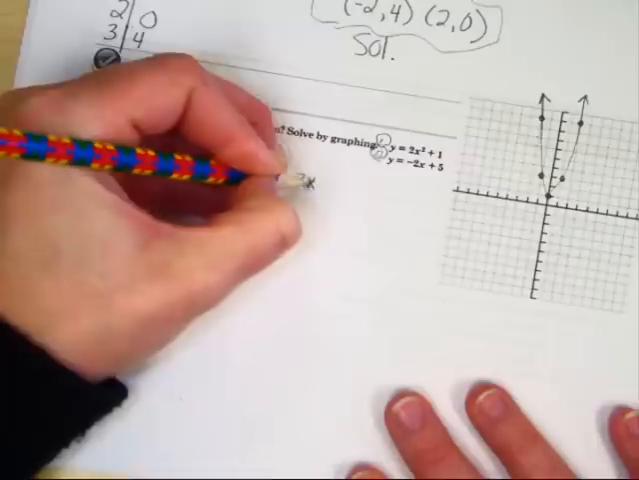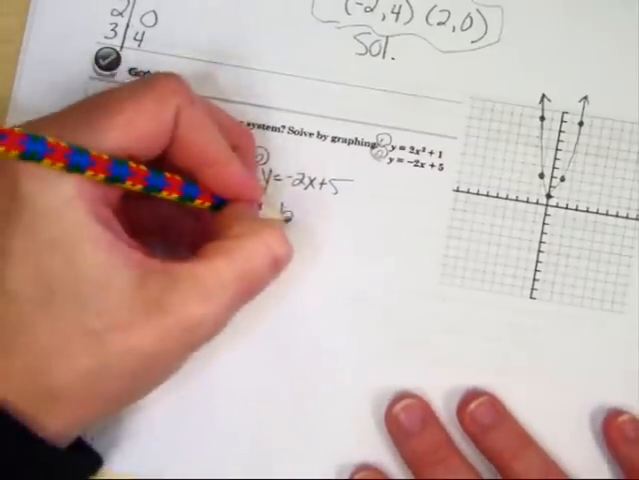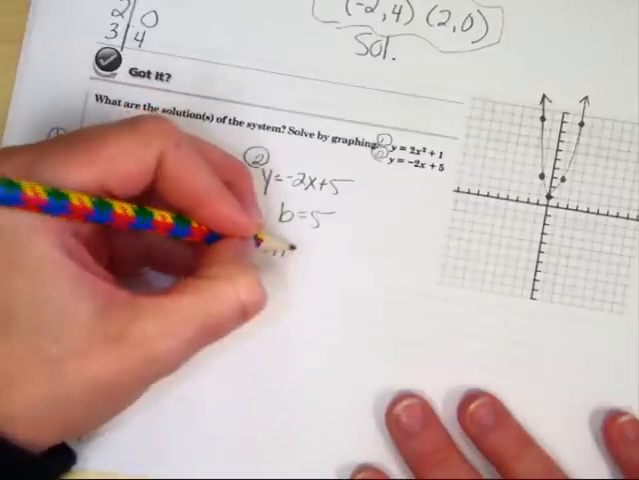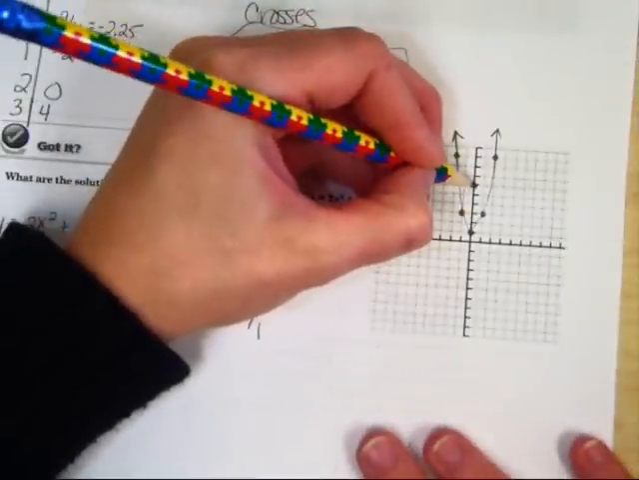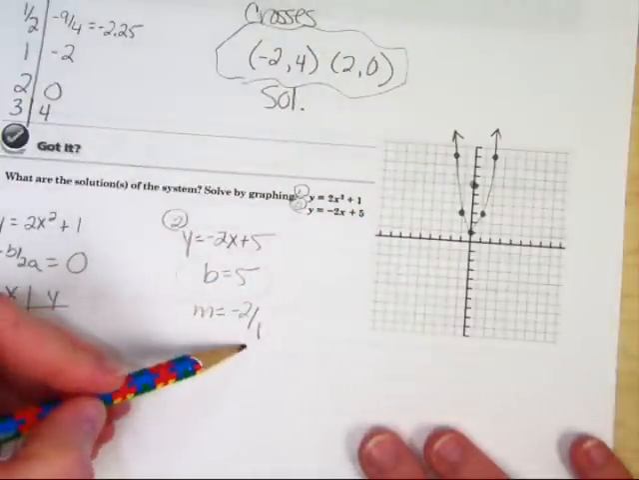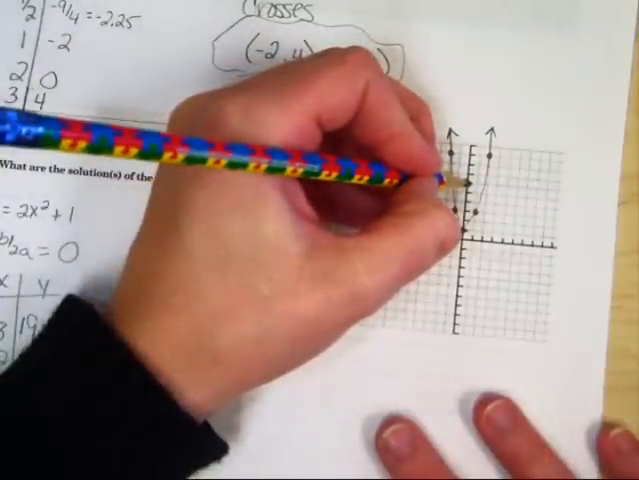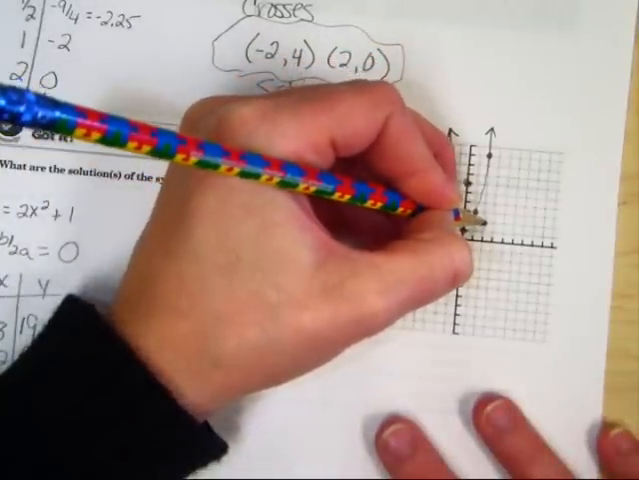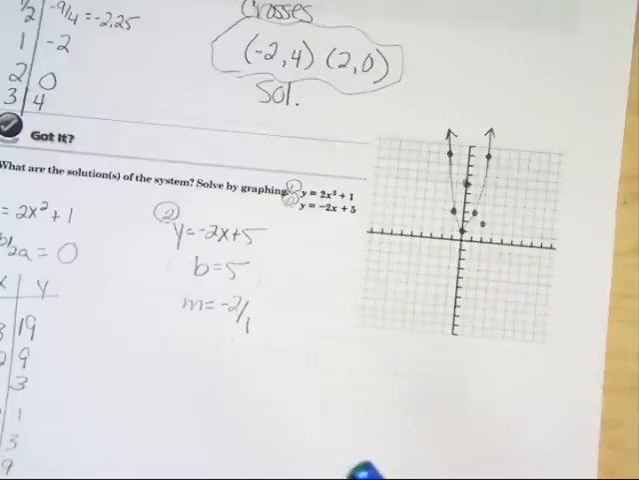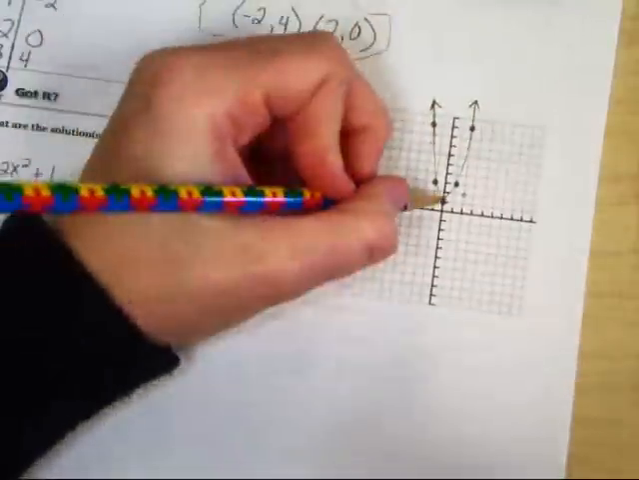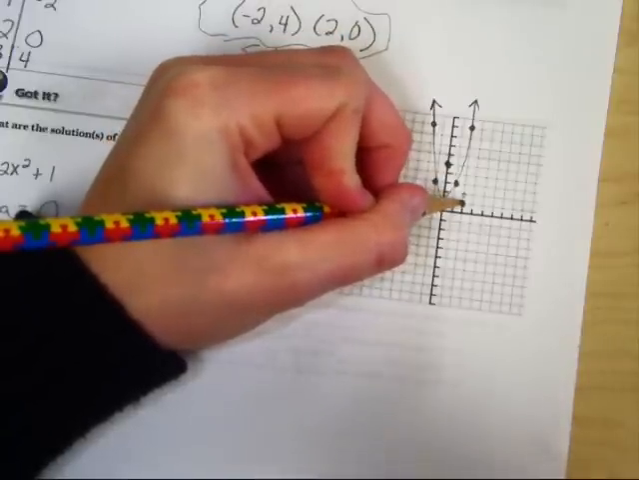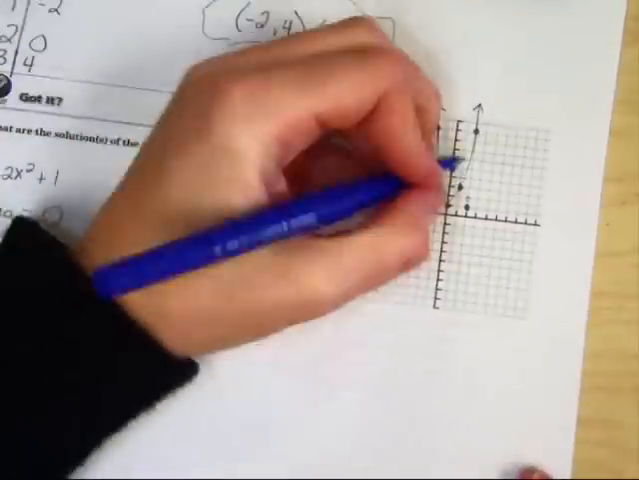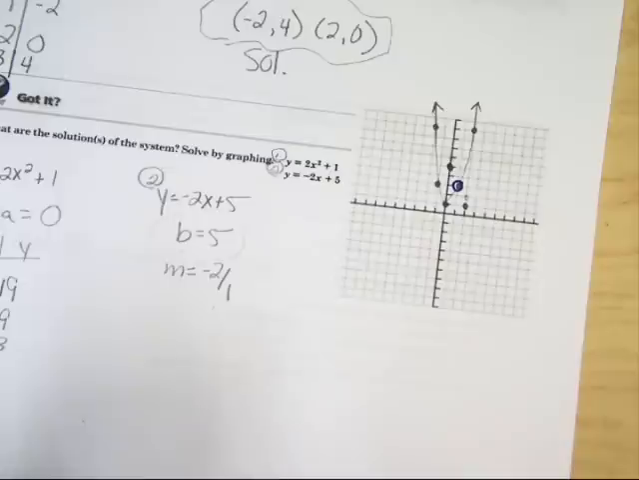Y equals negative 2x plus 5. Your y-intercept is 5. Your slope is negative 2 over 1. I'm going to start by going up 5. That's my y-intercept. Then I'm going to go down 2, right 1, down 2, right 1. Oops, I went too far up for my 5. Notice when you go down 2, right 1, you should hit right away. And it's this point right here. That's one of our solutions.